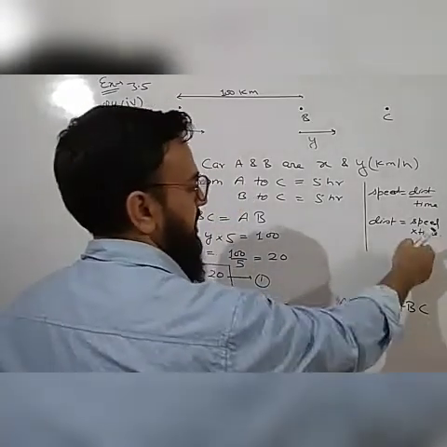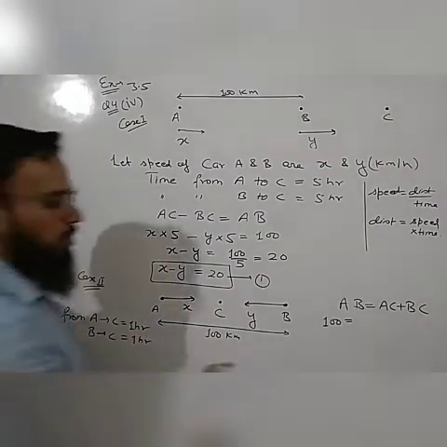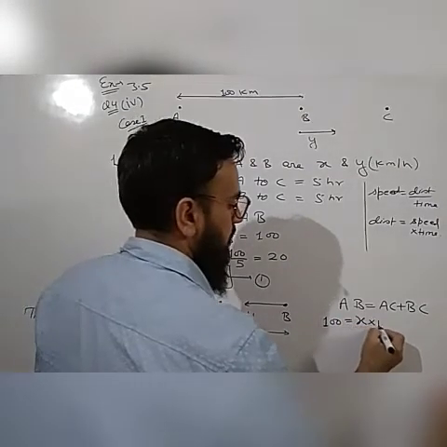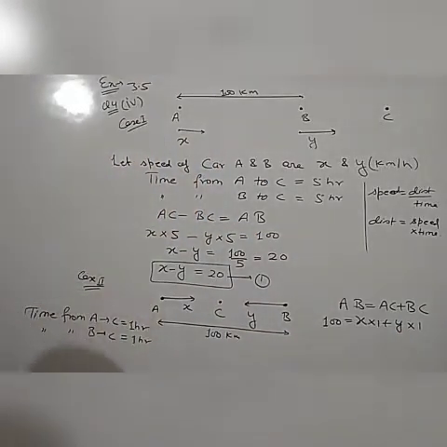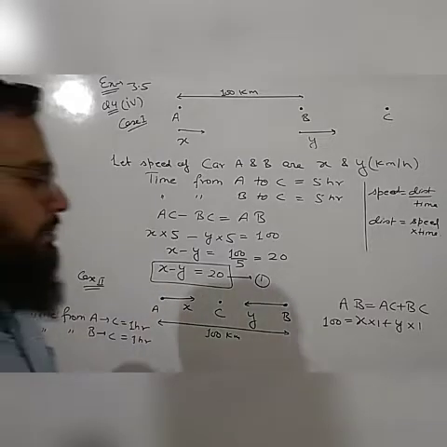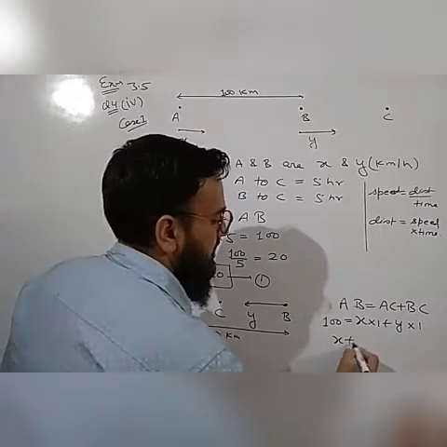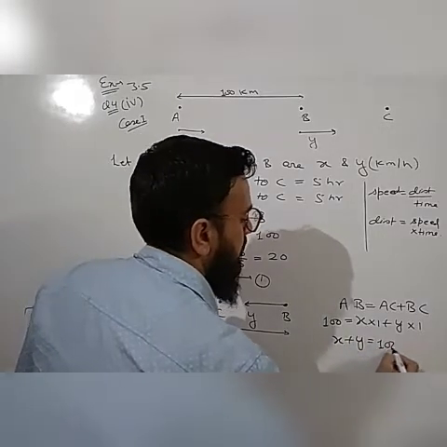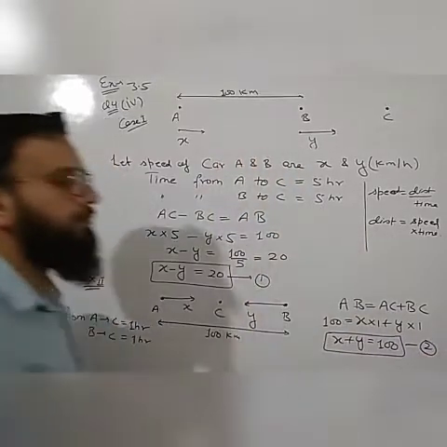Distance is equal to speed into time. So now the speed is x, but the time is 1 hour. So it will be x into 1 plus y into 1. Both the times are same. They are meeting after 1 hour. So we can write it as x into 1 plus y into 1. So our equation will be x plus y is equal to 100. And it is our equation number 2.